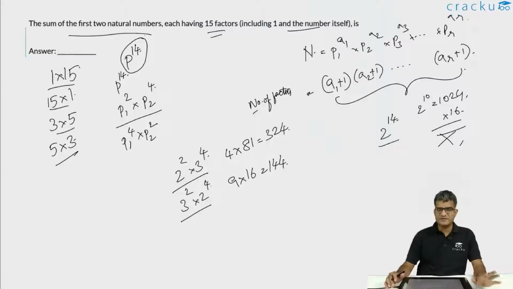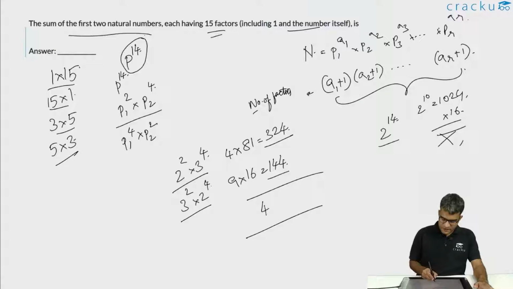So the two smallest numbers which have 15 factors are 324 and 144. And their sum is equal to 468. So the answer for this question is 468.